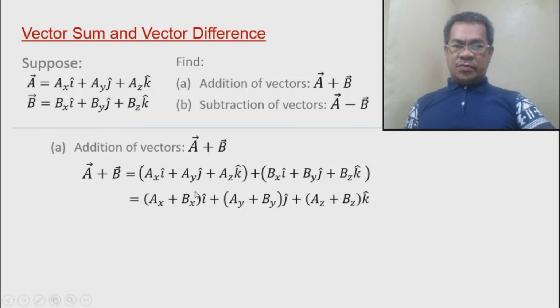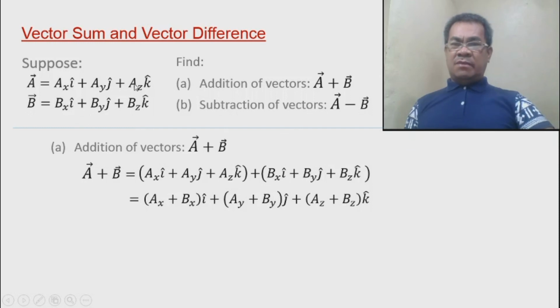Combining means we have to isolate the unit vector. So this becomes (ax plus bx) i hat, plus (ay plus by) j hat, and so on. Okay, so therefore this is the simplified form. This is actually the vector sum. So all you need to do, if you're asked to find a vector sum, is just add this one, add this one, add this one.